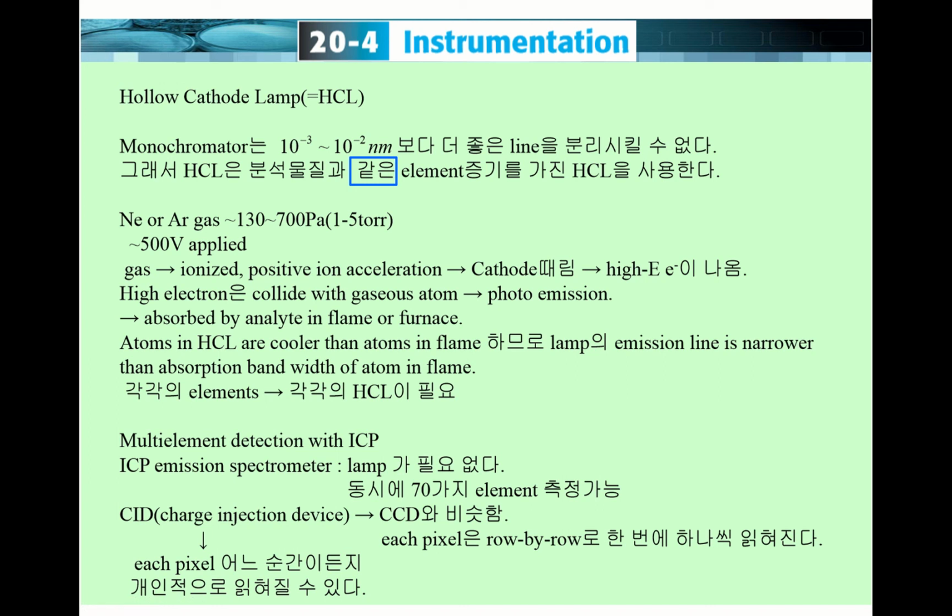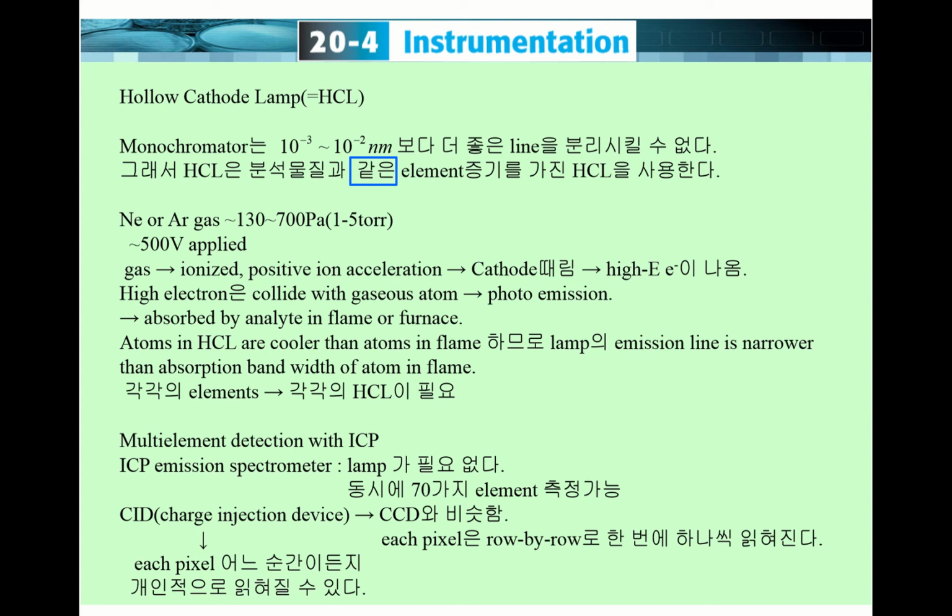Now let's consider the hollow cathode lamp, HCL. This lamp is used for atomic absorption spectroscopy. Let me give you how the measurement is done. You need the hollow cathode lamp for the element whose spectrum you want to measure. For example, if you want to measure the absorption of the copper atom, then you need a copper hollow cathode lamp.